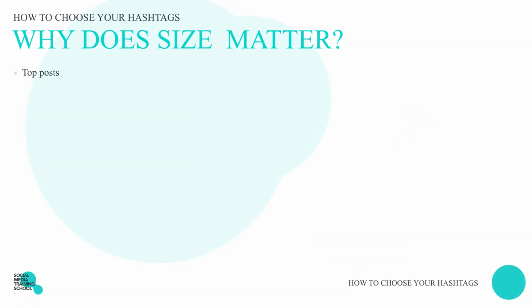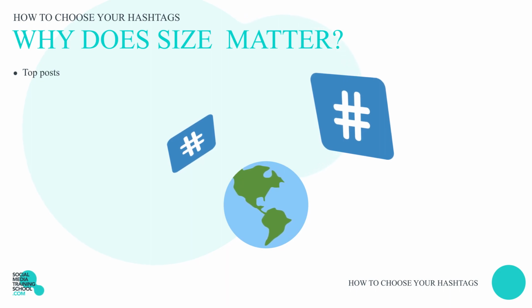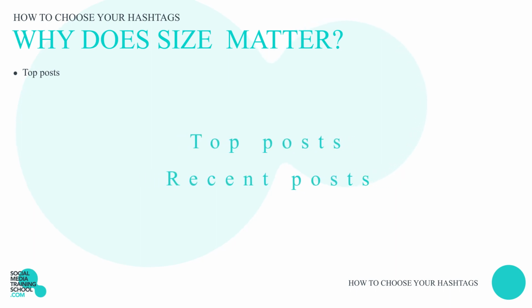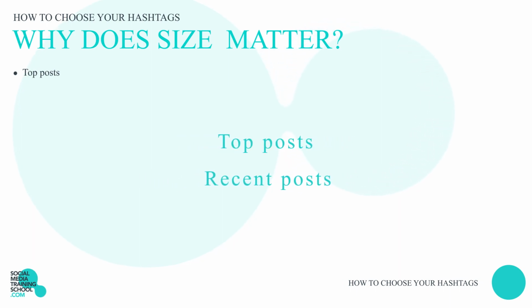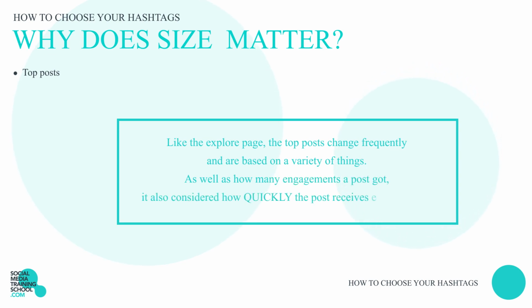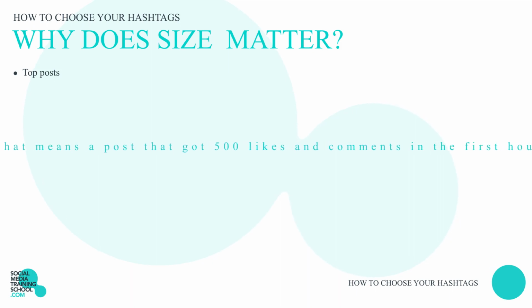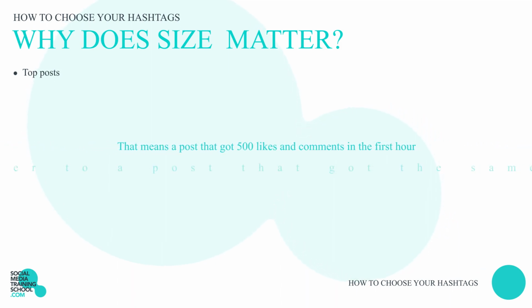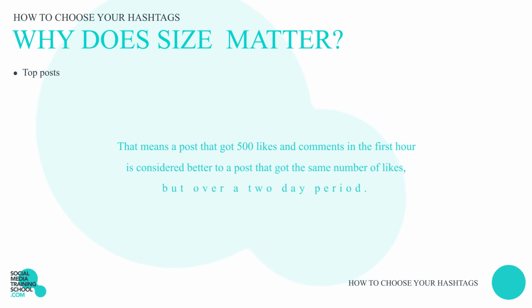You might be asking that all-important question, why does size matter? When it comes to hashtags, size matters because there are only 2 ways hashtags get seen via search: top posts and recent posts. Like the Explore page, the top posts change frequently and are based on a variety of things. As well as how much engagement the post has got, it also considers how quickly the post receives engagement. That means a post that got 500 likes and comments in the first hour is considered better than a post that got the same number of likes but over a 2-day period.